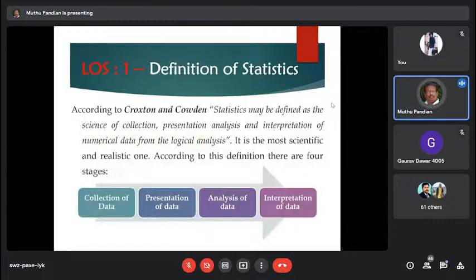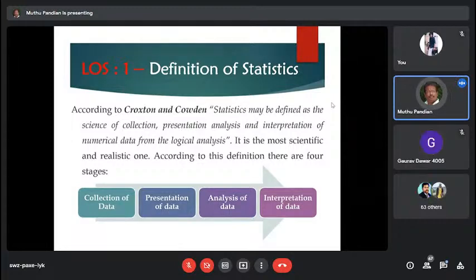So what is the definition of statistics? Statistics may be defined as the science of collecting, presenting, analyzing, and interpreting numerical data through logical analysis. So you have to do data collection, presentation, analysis, and interpretation. These are the four major stages or components. All this you have to do in a scientific way, that is, in a logical order.